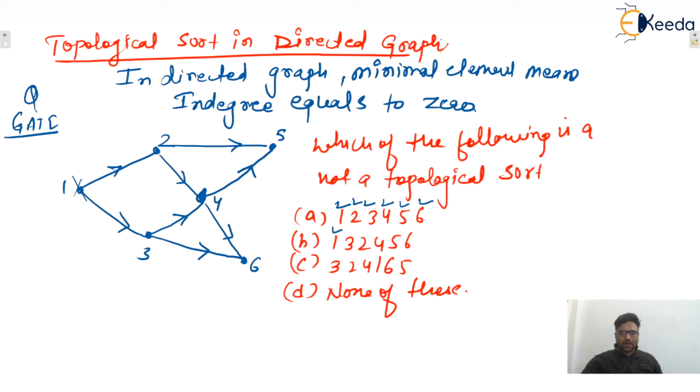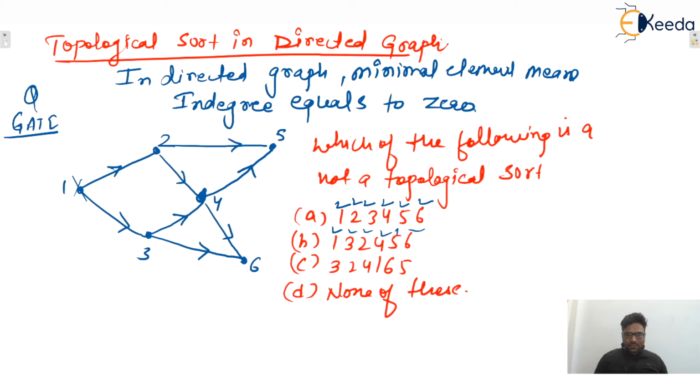Similarly, we can take 1, 3, 2, 4, 5, 6. Yes, take any node that has in degree equals to 0 and delete from the graph. Now in the remaining graph, next minimal will be what? Yes, having in degree equals to 0. So we can take 3. After removing 1, corresponding edges will also be removed. Then after 3 we can take 2, and after 2 we can take 4. After 4 we can take 5 and 6.